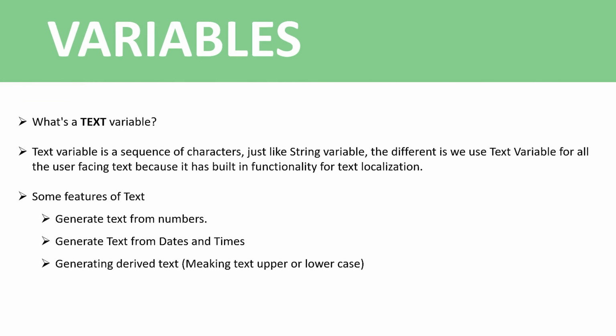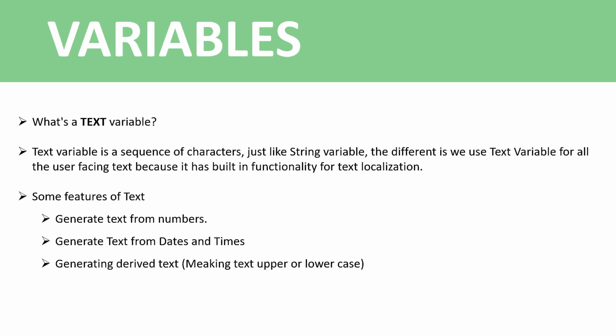So for the first part, the first question you might ask is, what is a text variable? A text variable is a sequence of characters, just like a string variable. The difference is that we use text variables for all the user-facing text because it has built-in functionality for text localization. What does that mean? Basically, we use the text variable whenever we want to show something to the user, for example in the UI, so that we can easily localize it, because the text variable has built-in functionality for localization.